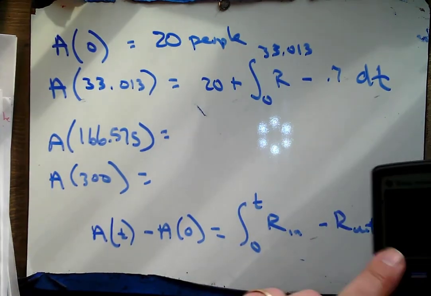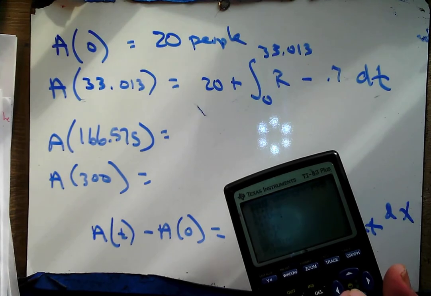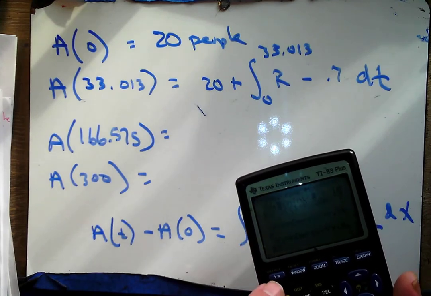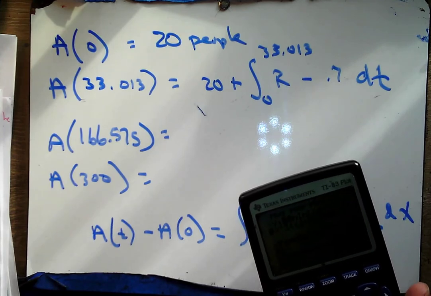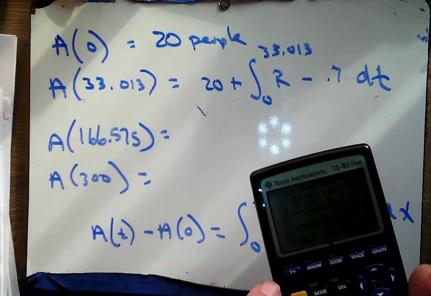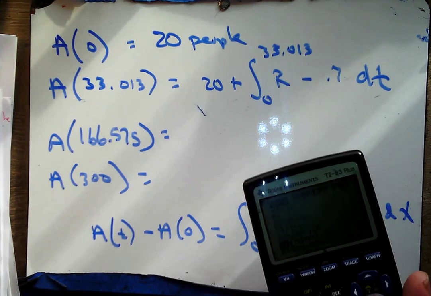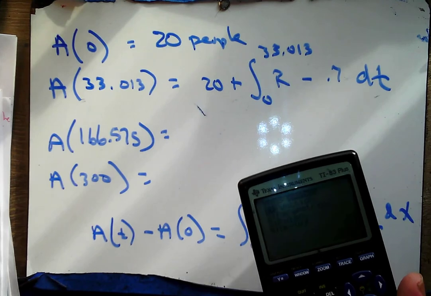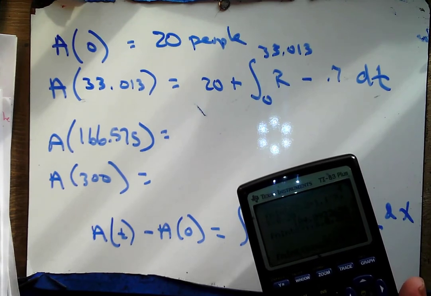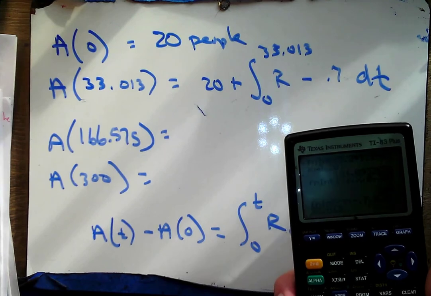Okay, and here notice we have rate in, we have rate out. So I can think of this also as integrating. Why is that here? Oh, grr. Why did I put that there? 44t over 100 to the third. That's it. Okay. So back over here. Math, integrate. Okay, I want rate in minus rate out, comma, x, comma, 0, comma, 33.013.